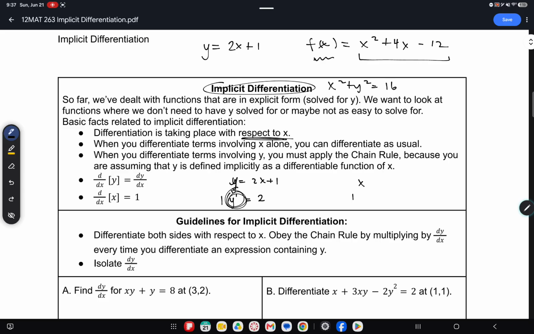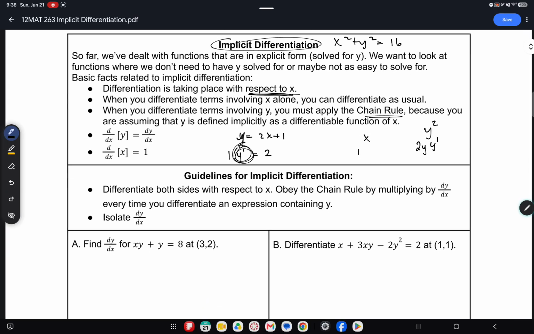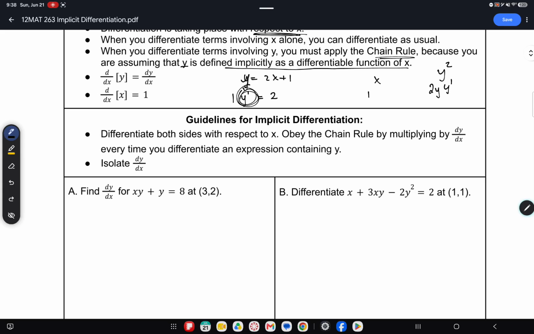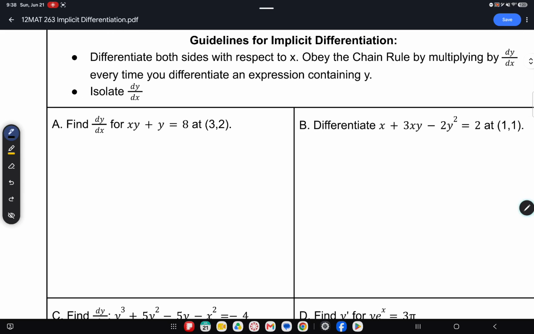So every time we differentiate an equation, if we have a second variable in there, we can do our normal rules. So let's say we have y squared. I could do my normal power rule and say that's 2y. And because I'm typically doing this with respect to a totally different variable like x, I also need to add in that derivative. It's that chain rule piece. All right? Because we're assuming that y is defined implicitly as a differentiable function of x. So that's why we have to incorporate that, right?